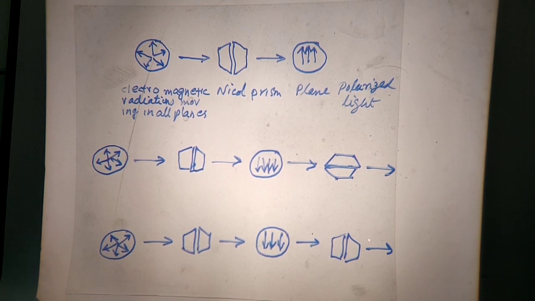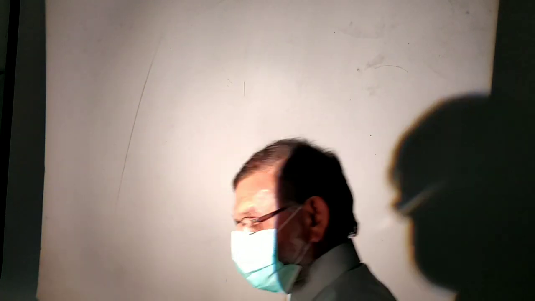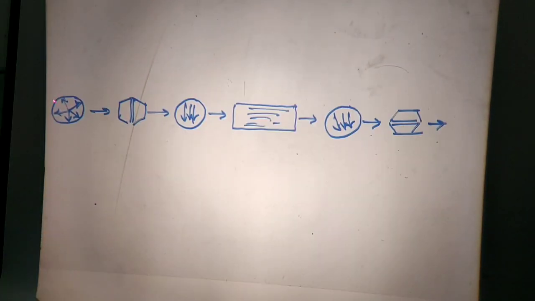Now these are the things you can understand from here, and now we are moving towards the conclusive point. The conclusive point is, radiation in all directions. You placed the Nicol prism in front of it, and the radiation has been made into plane polarized light, now in one direction.